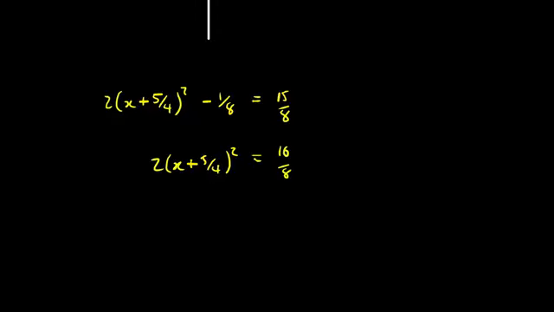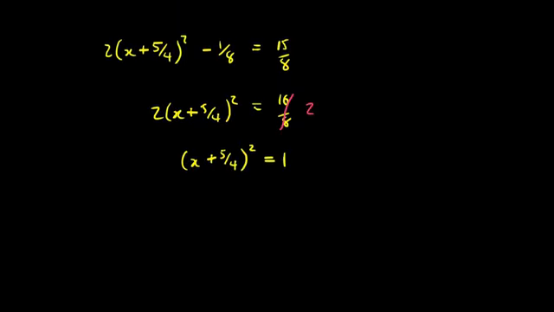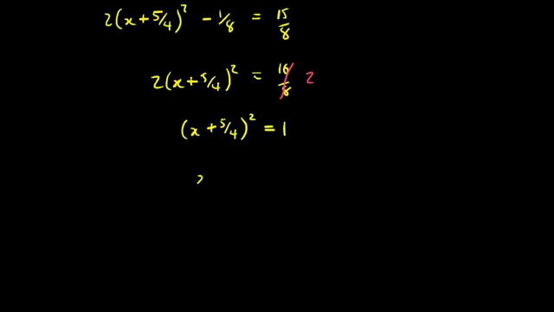And of course, 16 upon 8 is just 2, right? 16 upon 8 is 2. I can divide both sides through by 2, so I get x plus 5 upon 4 all squared is now equal to 1. So if I square root both sides, I get x plus 5 upon 4 is equal to plus or minus 1. And so therefore, if I've got plus 1 minus 5 upon 4, that's minus a quarter. If I've got minus 1 minus 5 upon 4, that's minus 9 upon 4. So I get the same x-coordinates as I did.